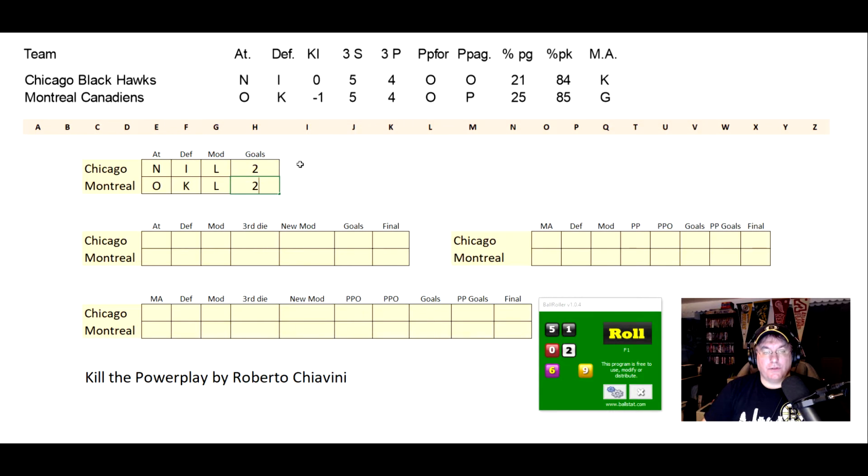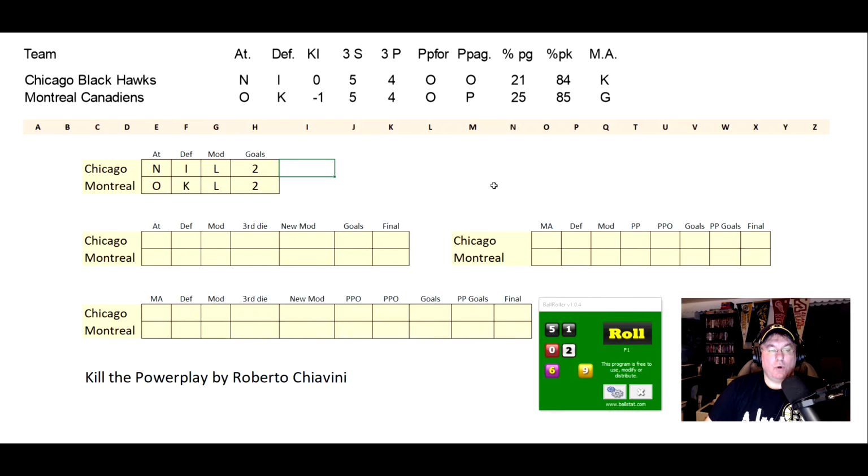If this was regular season in 70-71, it would be called a tie and we'd be done. However, if you want to determine a winner with overtime, let's say this was playoffs, what you do is you go to the Killer Instinct column, okay? And Chicago has a 0 Killer Instinct. Montreal is -1, okay? So what we need to do is roll 2 10-sided dice, and Montreal will subtract 1 from their 10-sided dice.